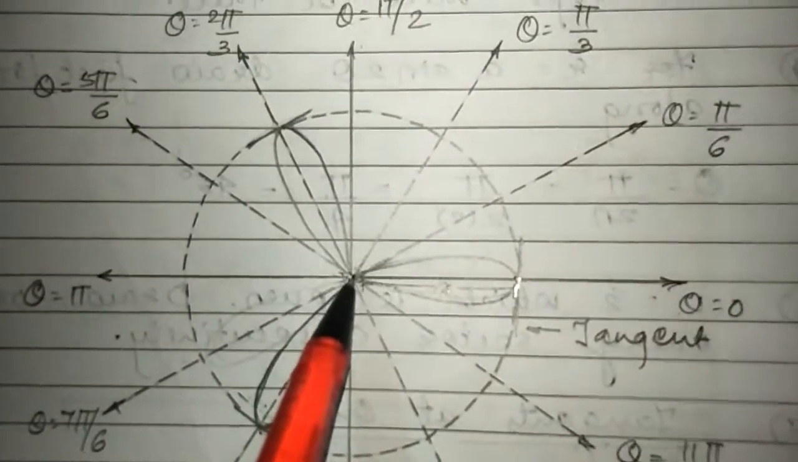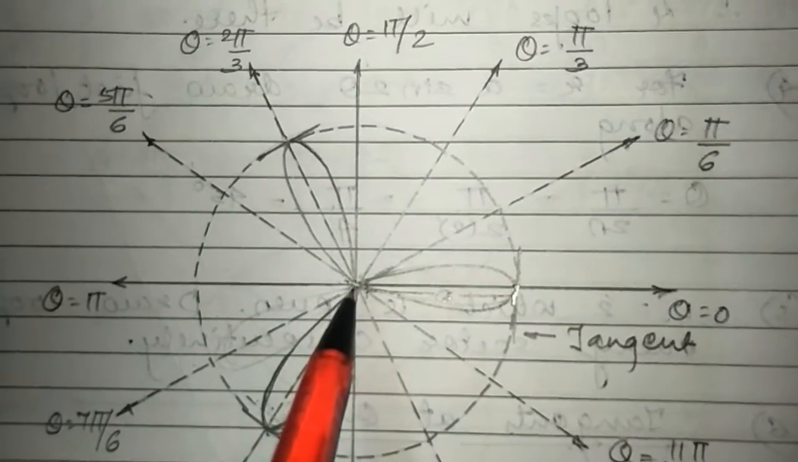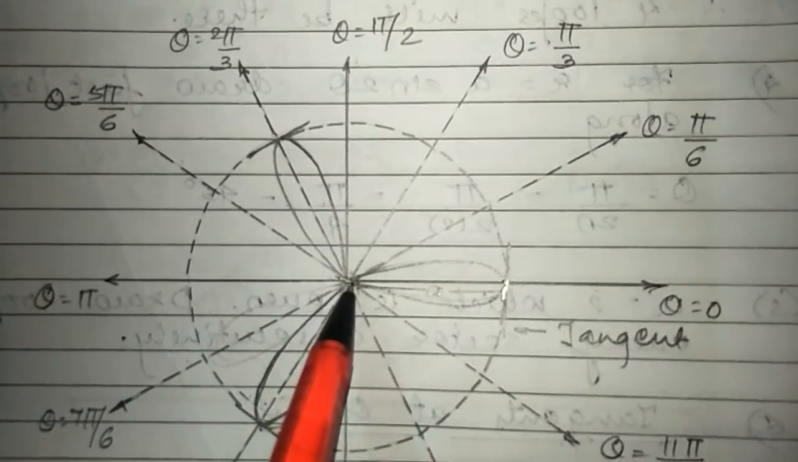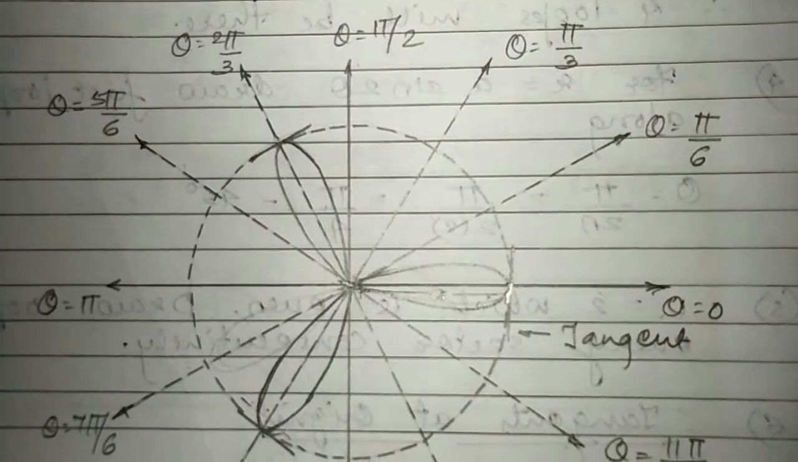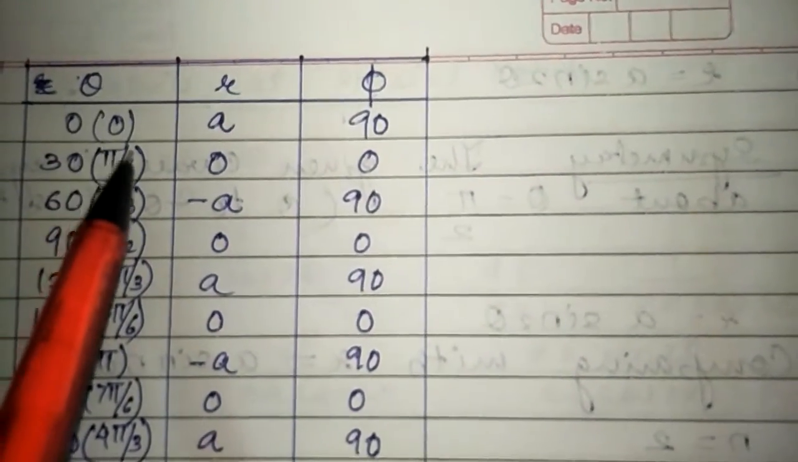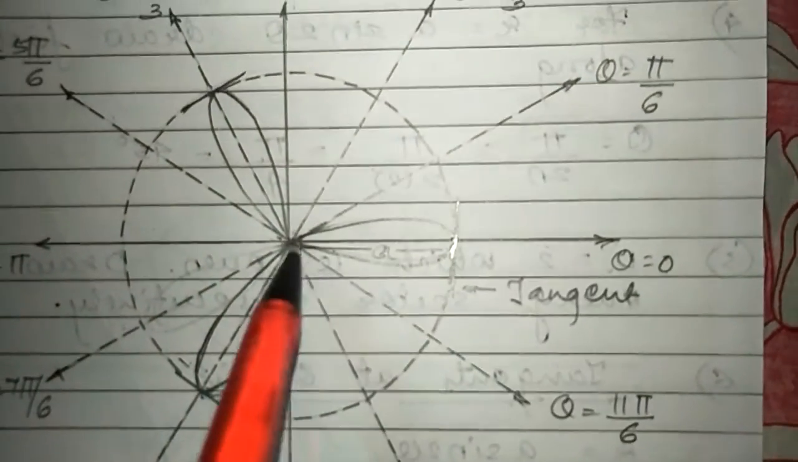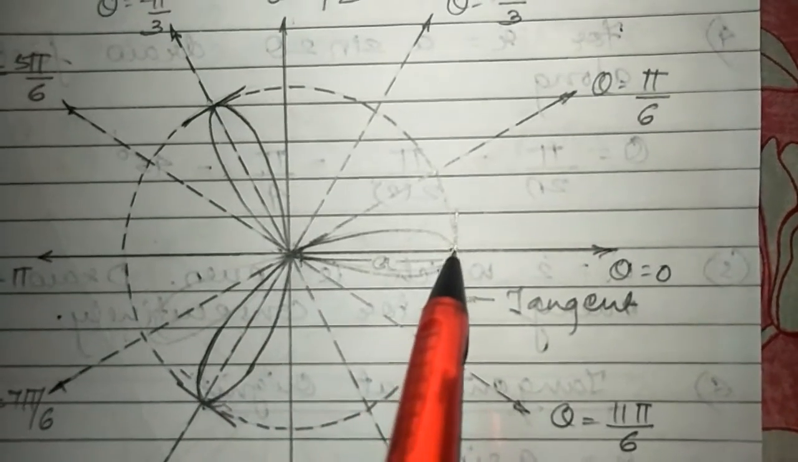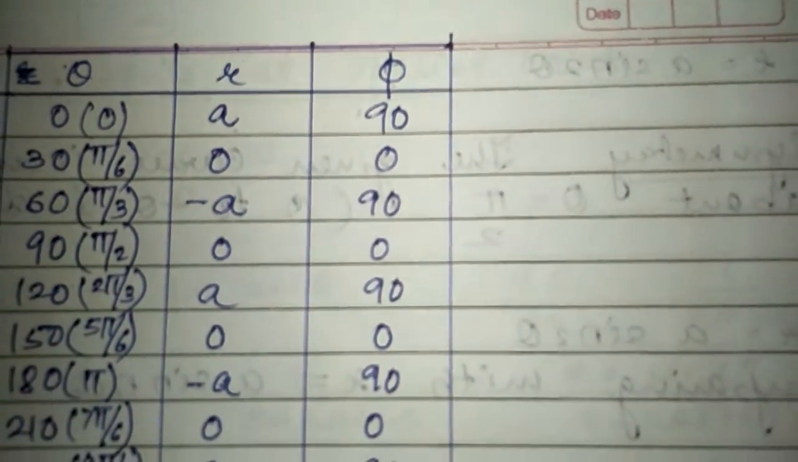You can see this is the pole, which we call origin in Cartesian system, but in polar coordinate system it is known as the pole. These are tangents to the curve at the pole. And now from the table, when theta is 0 degree, r is a. Okay, now here when theta is 0 degree, r is equal to a, so it will be here. Then when theta is pi by 6, r is 0.